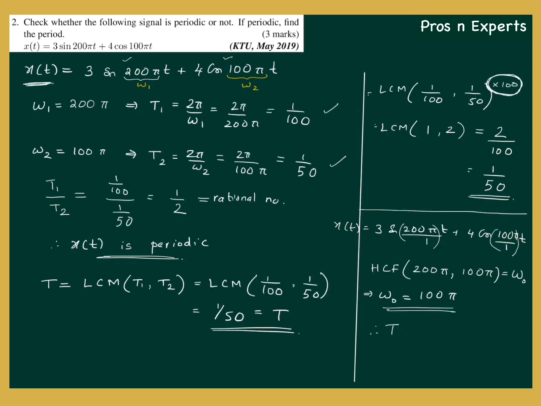Therefore, what is the total time period T? T equal to 2 pi by omega 0, which is 2 pi by 100 pi, and it is 1 by 50, which is the same as the answer we got previously. Okay, so that's the final answer.